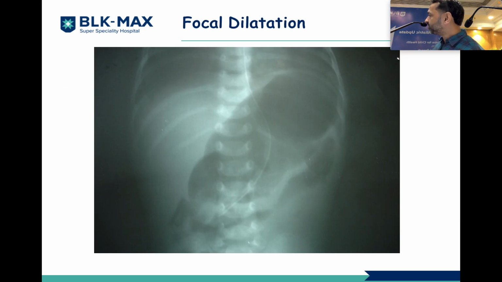What is focal dilatation? As you can see here, this child who is 1 month old presented with projectile vomiting, and you can see there is a hugely distended stomach here with hyperperistalsis. So probably there was an obstruction at the level of the pylorus. That's why gas is accumulating inside the stomach and causing the gastric distension.